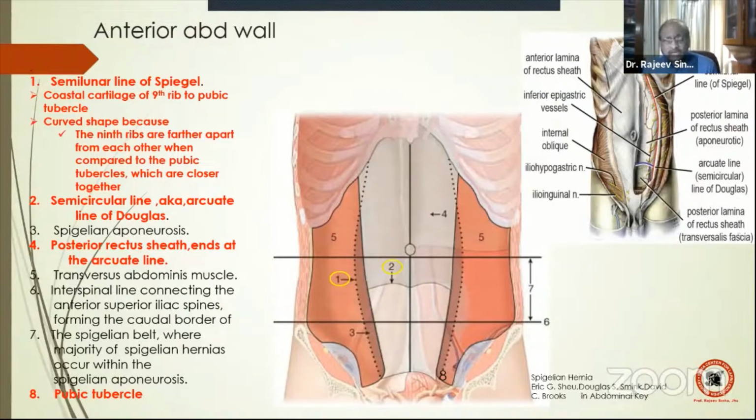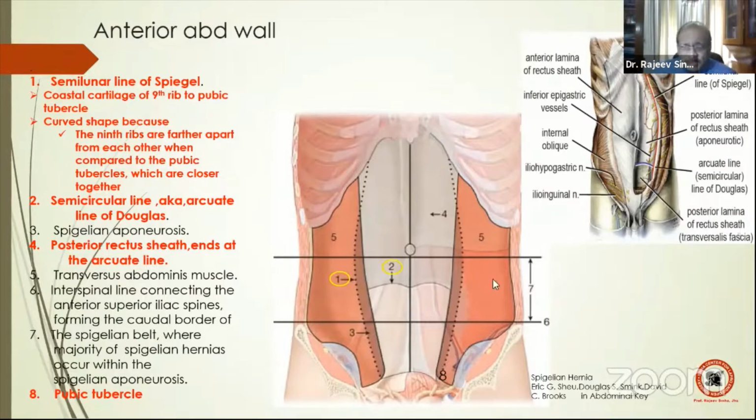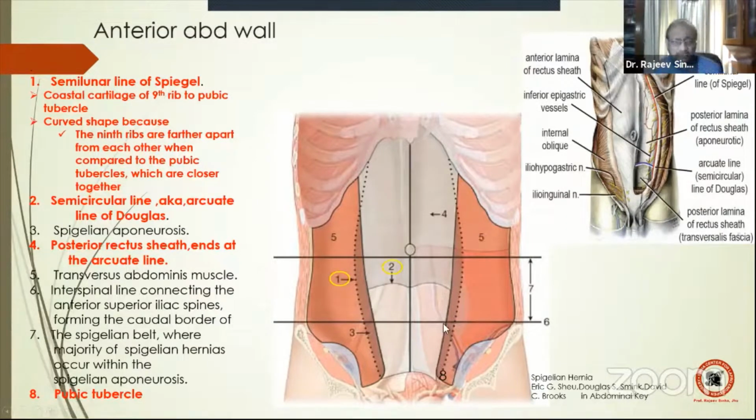E basically stands for extended TEP repair or extended view. This is basically the extended view. Now, a very short bit about the anatomy: if you look at the abdomen, you see that there is, number one, the semilunar line or Spiegelian line. This semilunar line extends from the 9th costal cartilage to the pubic tubercle. So, this is the pubic tubercle, and this is the 9th costal cartilage. It is curved for the simple reason that the 9th ribs are further apart than the pubic tubercles. So the discrepancy between these two distances creates the curved semilunar line.